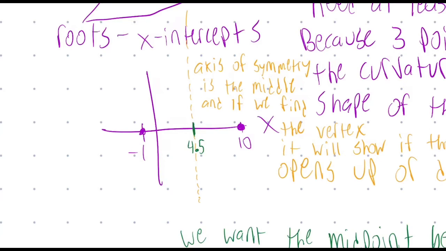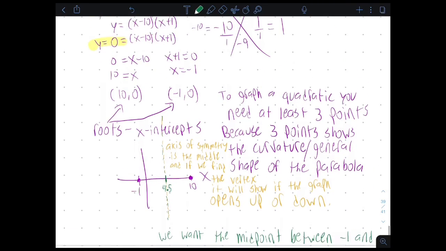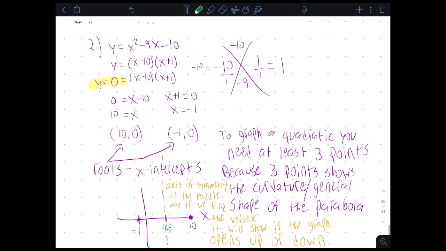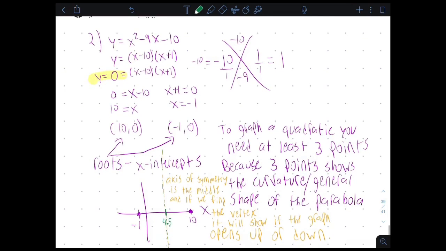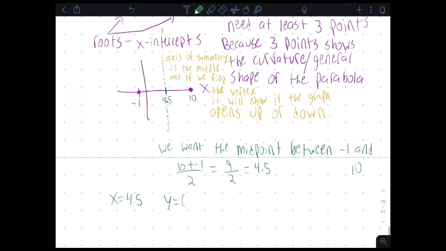And if we're going to find the y value of the vertex, that means that the vertex is somewhere on this vertical line where x is 4.5. So if x equals 4.5, then y is equal to, well, what was the equation up there? x minus 10, x plus 1, or x squared minus 9x minus 10. To keep it simple, I'll do x minus 10, x plus 1. I'm going to plug it into this version of the equation.